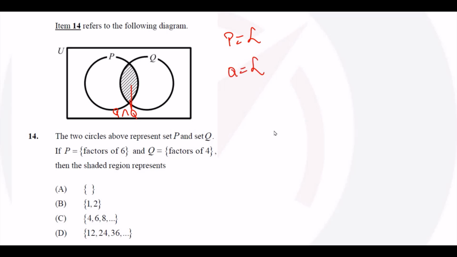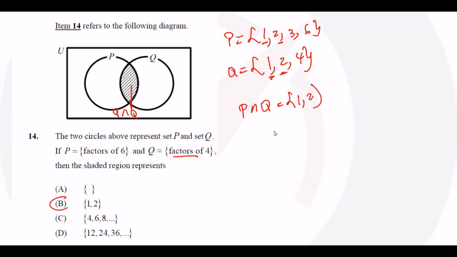So let's list the factors of 6. We have 1, 2, 3, and 6 itself. Let's list the factors of 4. So we have 1, 2, and 4 itself. So what is common to both sets? 1 and 2. So therefore P intersect Q is the set {1, 2}. So our answer is A. Remember, where both sets overlap, the shaded region represents the intersection, what is common to both sets.